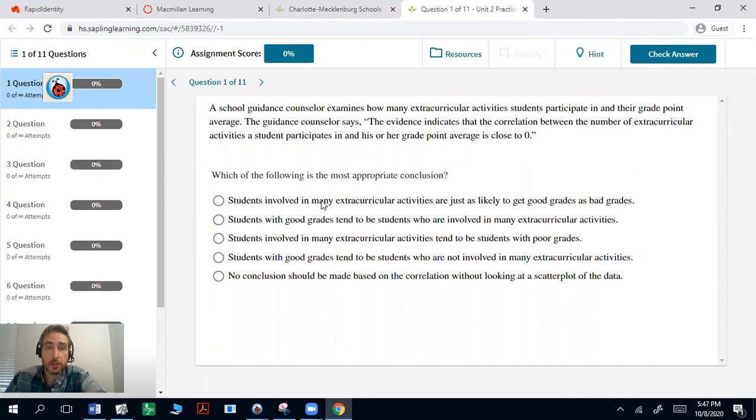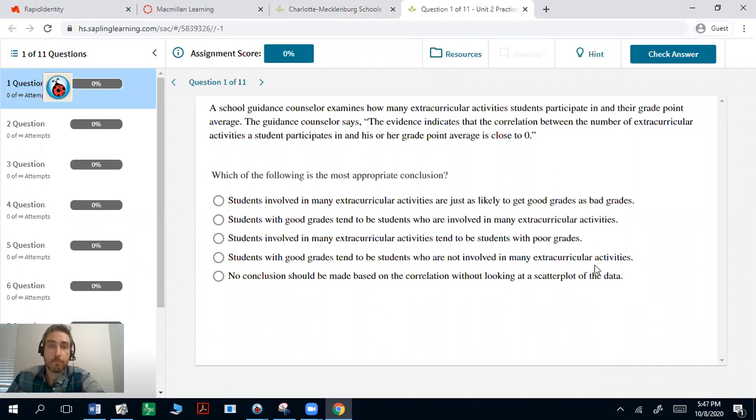Students involved in many extracurricular activities are just as likely to get good grades as bad grades. Students with good grades tend to be students who are involved in many extracurricular activities. Students involved in many extracurricular activities tend to be students with poor grades. Students with good grades tend to be students who are not involved in many extracurricular activities, or no conclusion should be made based on the correlation without looking at a scatter plot of the data.